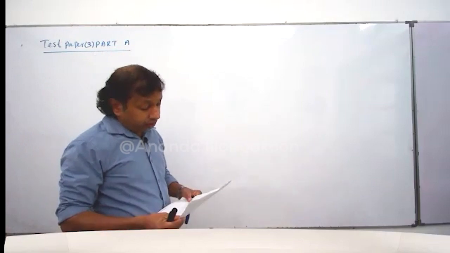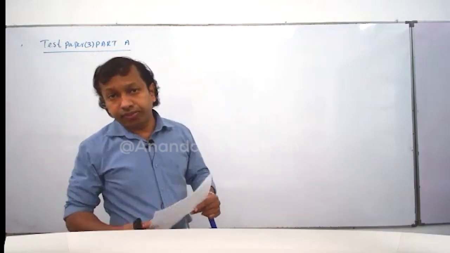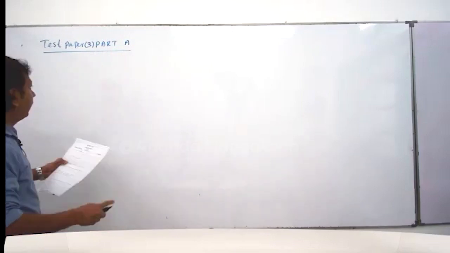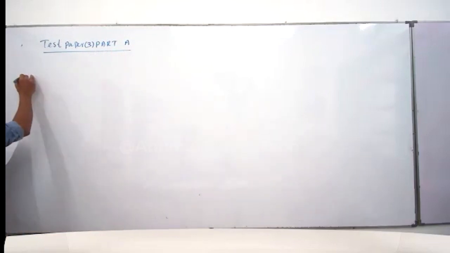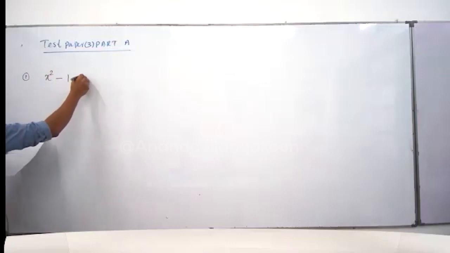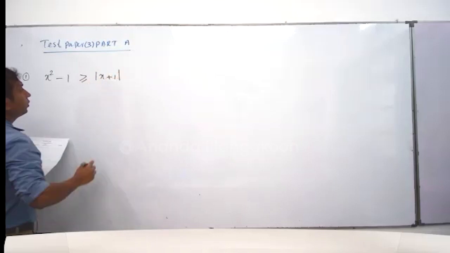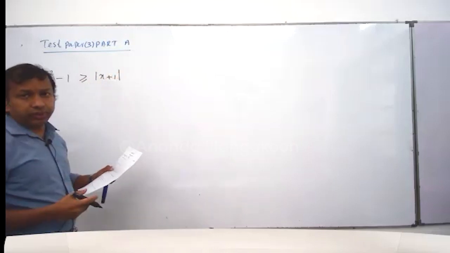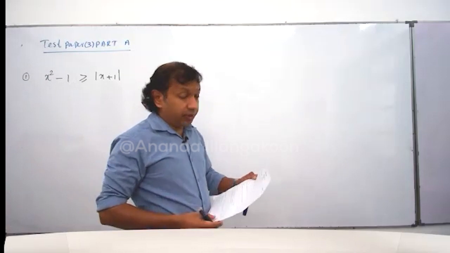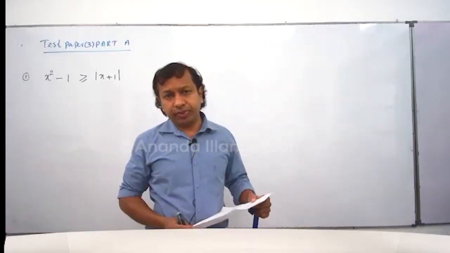Find all real values of x satisfying the inequality. That inequality given is x squared minus 1 greater than or equal to mod x plus 1. So we can take this answer in two ways, either by the graphical method or the algebraic method.